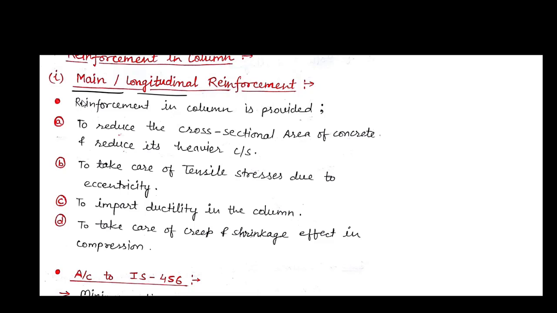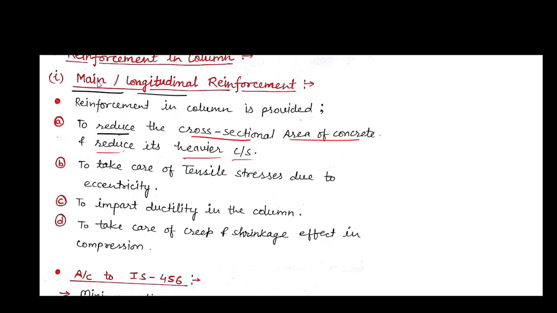Reinforcement in column is provided, first, to reduce the cross-sectional area of concrete and to reduce its heavier cross-section. It counteracts the weight of the concrete which is used in column. It is firstly used to reduce the cross-sectional area, because if we provide less steel then we have to provide more concrete to counteract the strength.